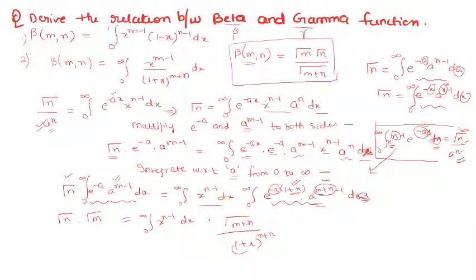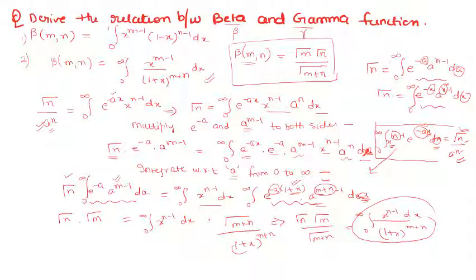If you bring this form to the left hand side, that means on the left hand side we have this, divided by gamma m plus n, and on the right hand side 0 to infinity x raised to power n minus 1 dx divided by this. Also this has already been taken on the left hand side, so 1 plus x raised to power m plus n, and this is the formula you can see here for beta mn. This is straight away beta mn equals gamma n gamma m upon gamma m plus n. So this is our answer.